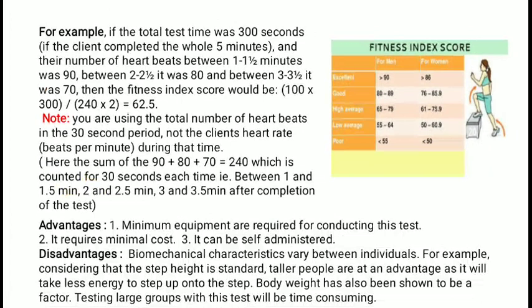Then afterwards it requires a minimal cost, and it can be self-administered. You can administer it by yourself; the athlete can conduct it on their own. Now, what are the disadvantages?